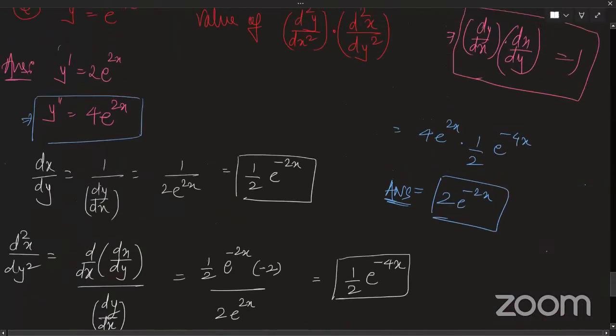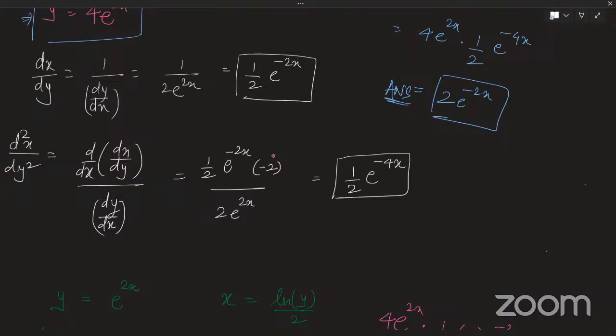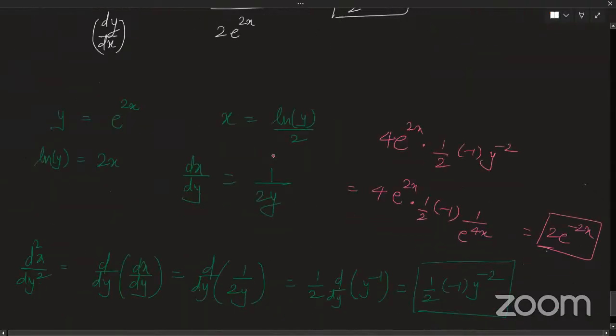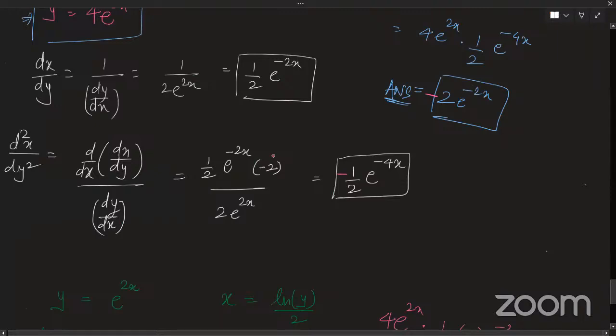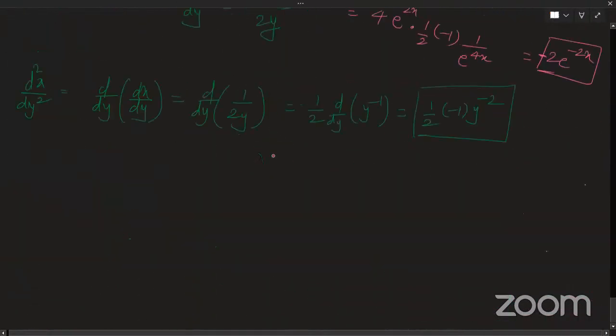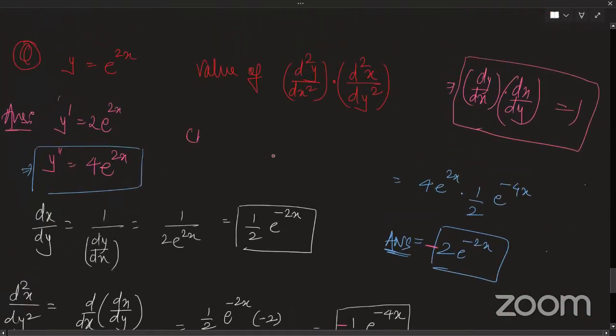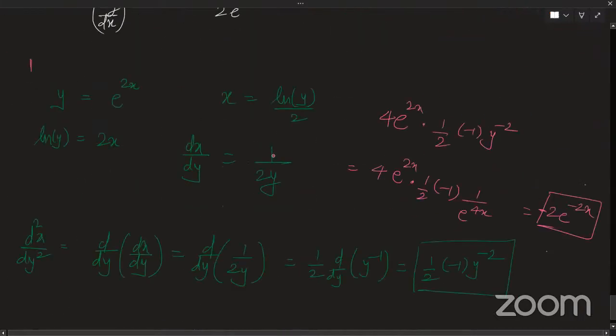Okay, just a minute. I guess we ignored a minus sign over there. There was a minus 2 that we ignored, so we made a calculation error. The final answer is matching: minus 2 into e raised to minus of 2x. In the first, I did it through the normal chain rule. The second one, I did it through finding the inverse.